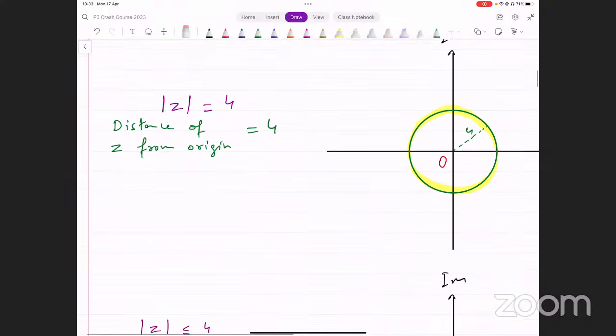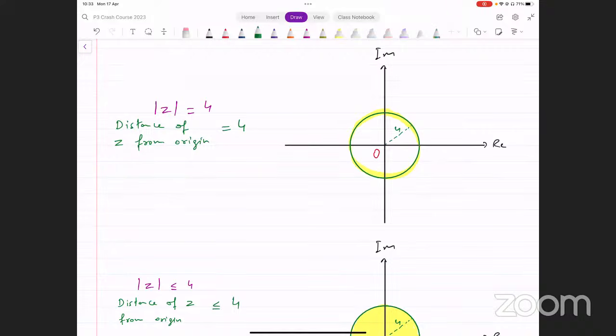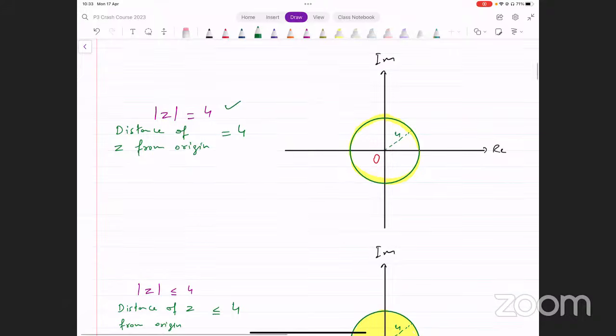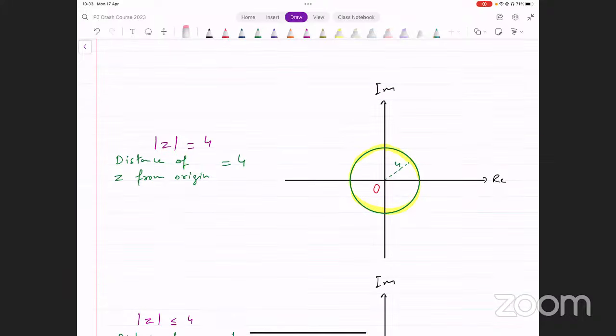Now, how is that related to complex numbers? We talked about this. For example, if somebody says modulus of z is equal to 4, that means the distance of this complex number from the origin should be equal to 4, because that's what the definition of a modulus is. Modulus gives you the distance from origin. So the locus that you get in this case is a circle with center O and radius 4 units.